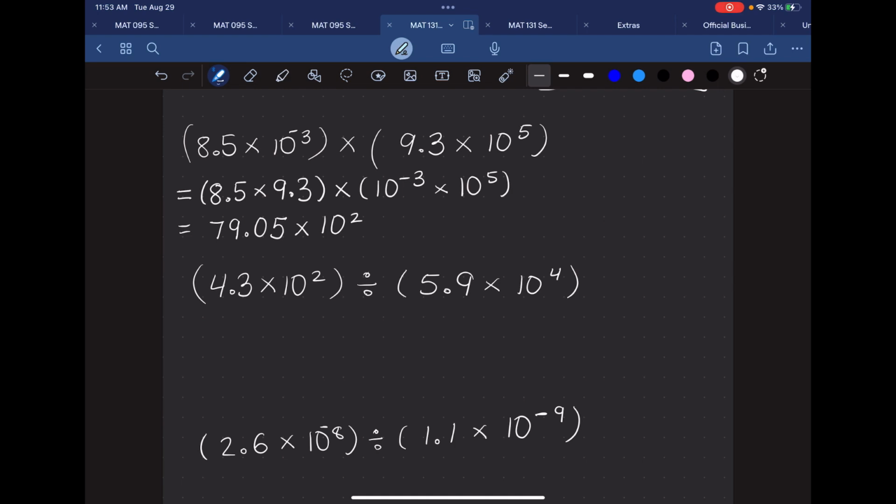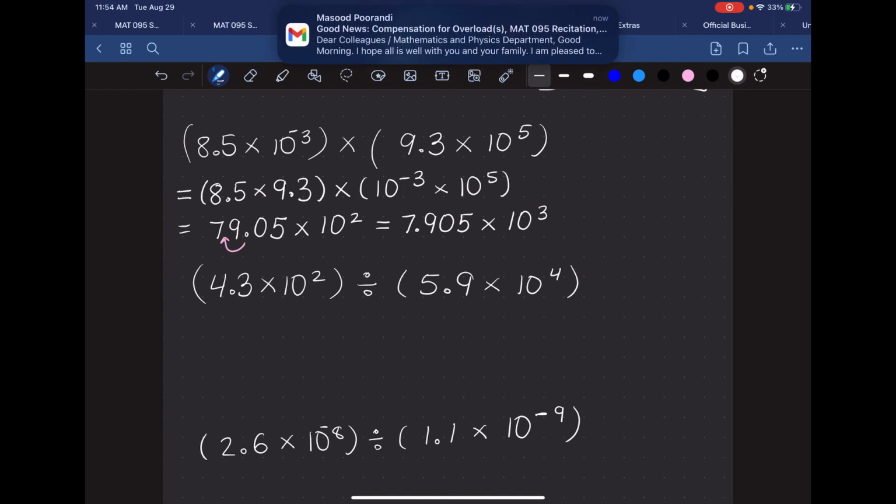And so I look at this and I ask myself, is it still in scientific notation? And the answer here is no, because I have 2 digits in front of my decimal point, whereas I only want 1. So I need to move this decimal point to the left one. And so the way that I do that is I pull out a 10. So I say, okay, instead of 79.05, I'm going to have 7.905, and then I'll multiply by an extra 10. So this 10 squared becomes a 10 cubed. And now this is in scientific notation.